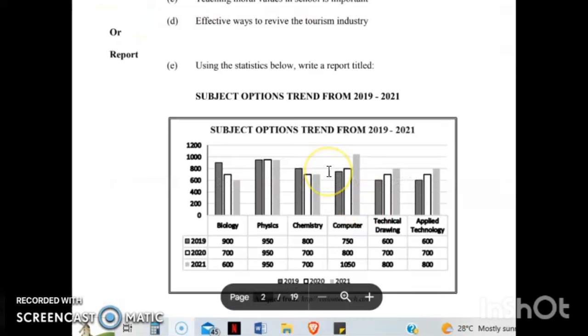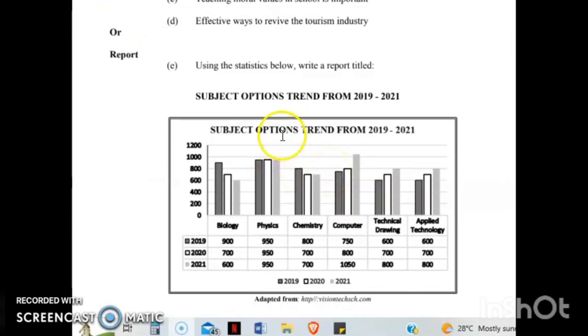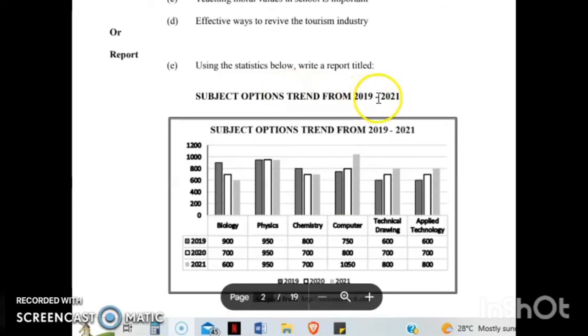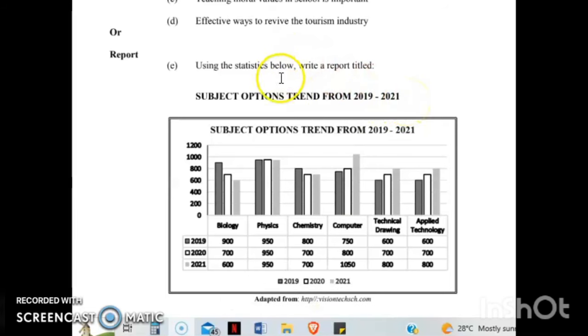All right, so sorry, I had to see to my kids. On that, this is our topic, subject option trends from 2019 to 2021. So this is a statistics that we are going to interpret and you are going to write a report on it. So subject options trend from 2019 to 21. These are the number of students and what they have chosen. These are the subjects.